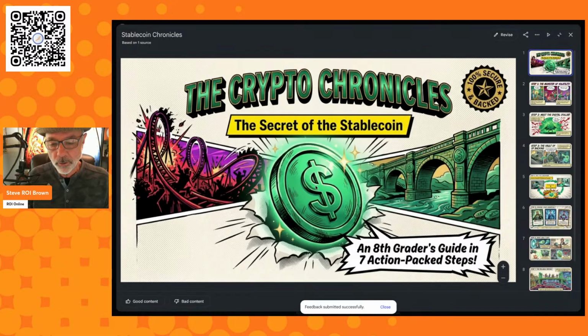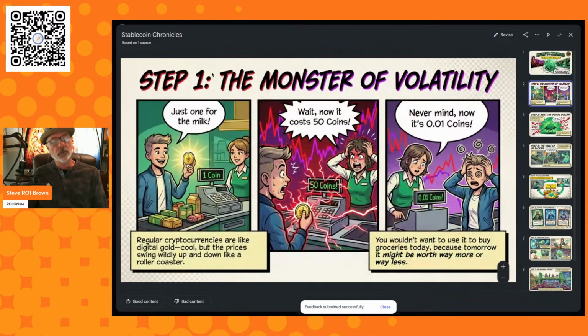So here's our hero in the middle, or our topic. We're moving from tension to stability, the secret, the title, authority, and then a little subtitle. Isn't that cool? Step 1, the monster of volatility. So it shows someone shopping and he's asking, how much does the milk cost? And she's communicating just 1 coin. He's going, all right, just 1 coin for the milk.